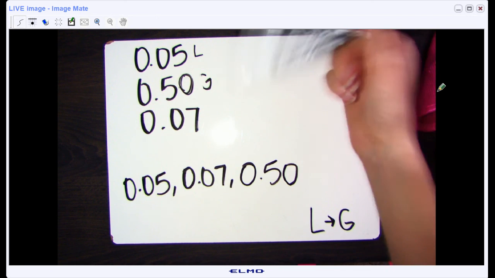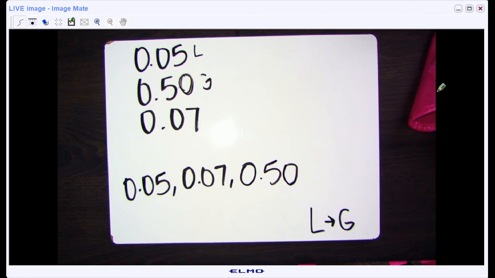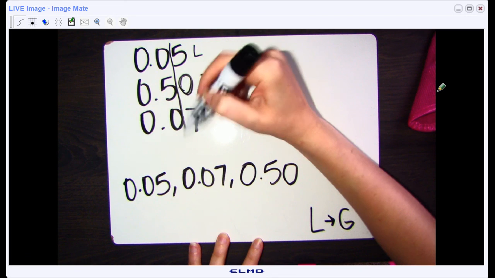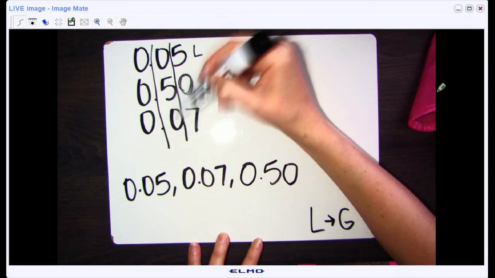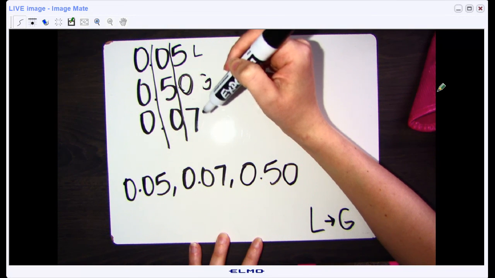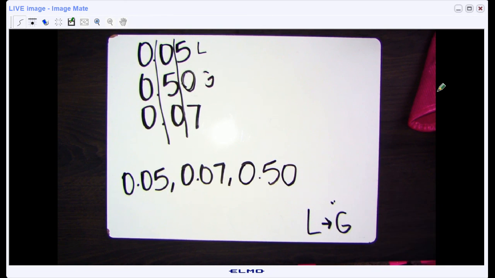And then this step of writing in a column, totally optional, but it really helps me to see it in a line. This is a little bit easier for me to see. In this column right here, 5 is the biggest number. And then in this one, 7 is the biggest number. It's just way easier for me to see it in a column versus in a row going horizontally. So same number of digits, and pay attention to the order in which they want you to do it.